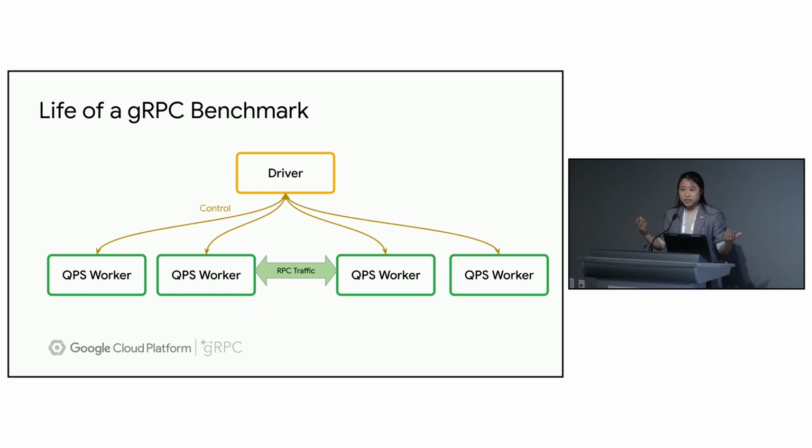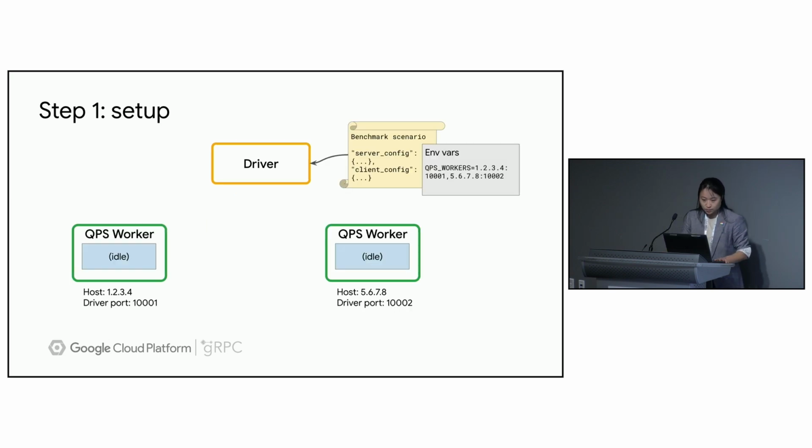Our gRPC benchmark framework consists of two main components. We have multiple QPS worker processes, and we also have a driver. The QPS workers are what's responsible for sending RPC traffic among each other to form the main workload that we're trying to measure in our benchmark. And the driver is responsible for orchestrating that traffic according to the particular benchmark test we're interested in running. So let's walk through an example.